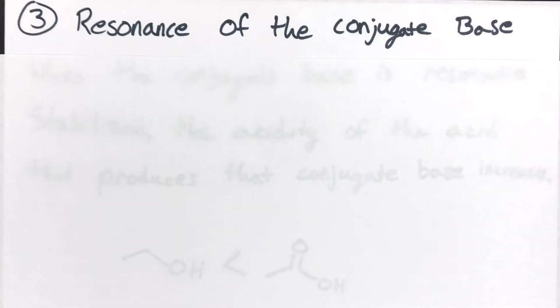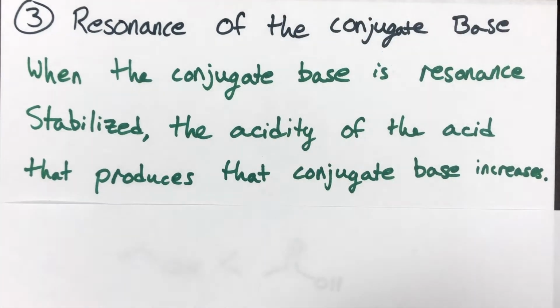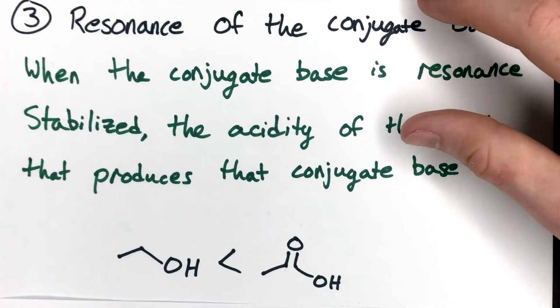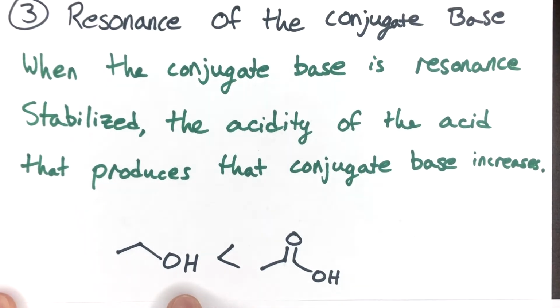All right, the next factor is the resonance stabilization of the conjugate base. What we mean here in the context of acidity is that when the conjugate base is resonance stabilized, the acidity of the original acid that produced that conjugate base increases. And by the way, when the acid strength increases, that means the pKa decreases. Just keep that in mind, because you may see pKa lists instead of just an acid strength list. A trend that is explained by this factor is that the ethanol proton is less acidic than the acetic acid proton.